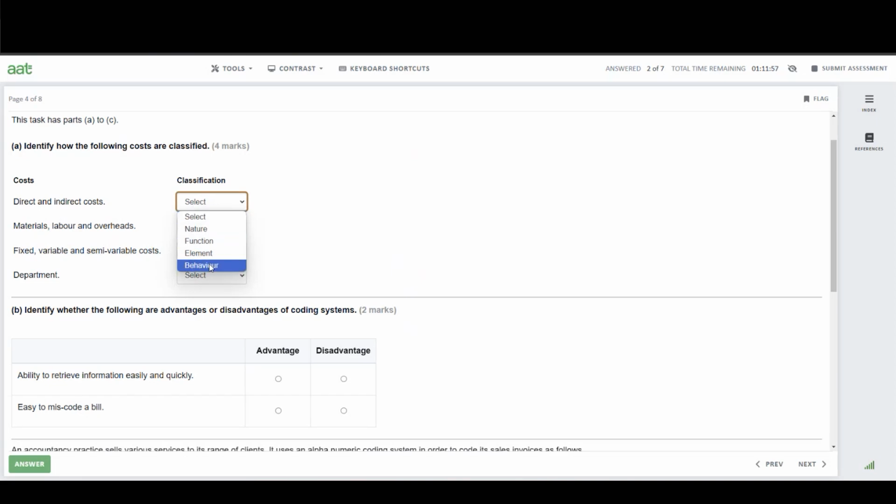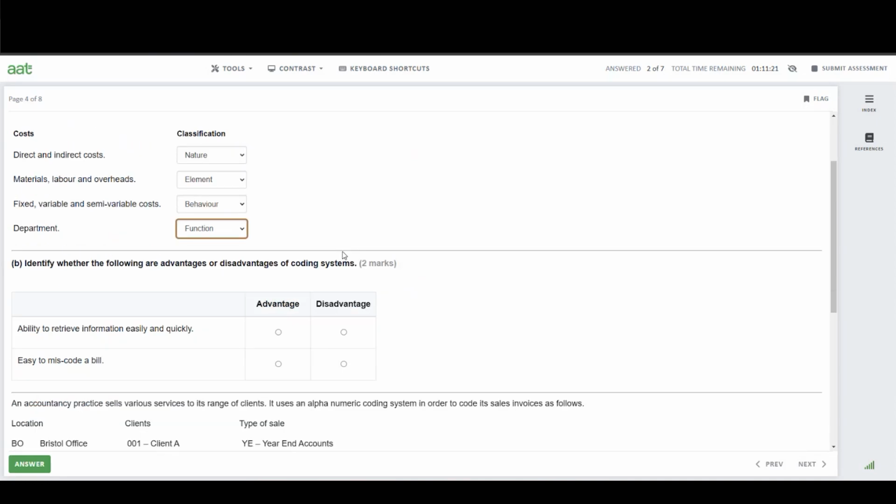So we've got nature, function, element, and behaviour. Direct and indirect costs is where we classify costs by nature. If we break our costs down between materials, labour, and overhead, we are looking at classifying our cost by element. Fixed, variable, and semi-variable costs is describing the behaviour of costs. That is the classification by behaviour. And finally, categorising or classifying costs by department is what we do when we classify costs by function.